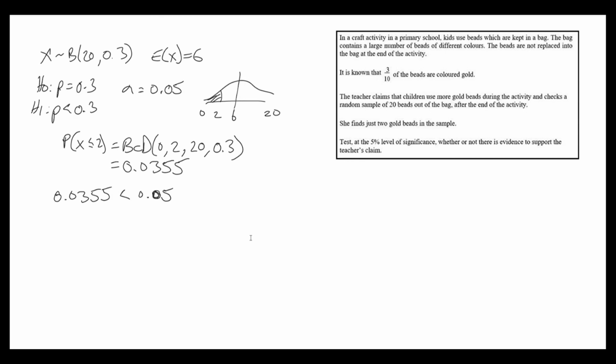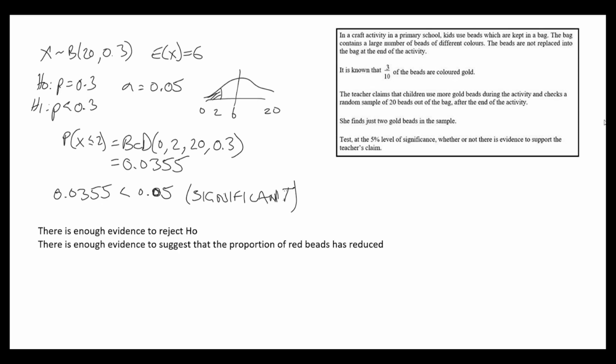We have a significant result. This means that we have evidence to reject H0. And in context, that means that there is evidence to support the teacher's claim that the proportion of gold beads is lower. The teacher specifically said that the students use more gold beads during the activity, which would lead to the proportion of gold beads being lower. So we just end off with both of those conclusions written out, both our mathematical conclusion and our contextual conclusion.